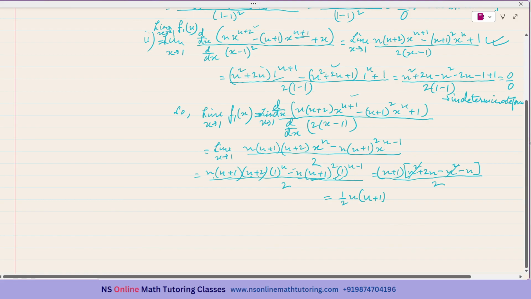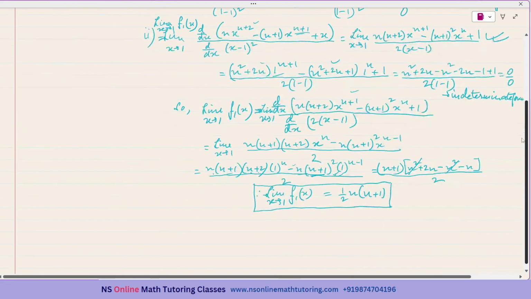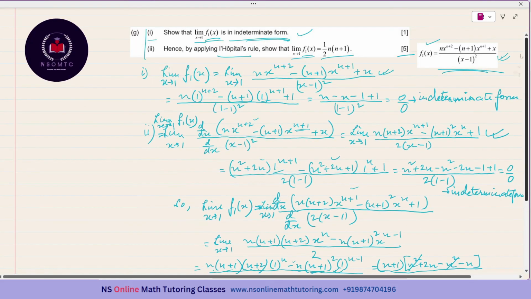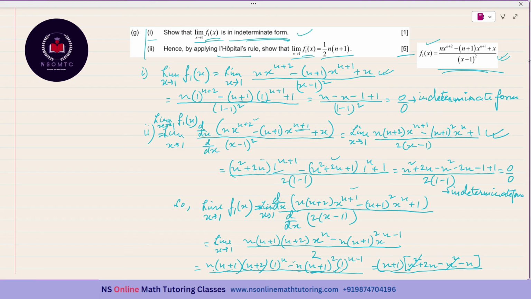Okay. So therefore, limit x tends to 1, f1 of x is equal to this. Okay. Show that, so we have shown. So this brings us to the end of this question.